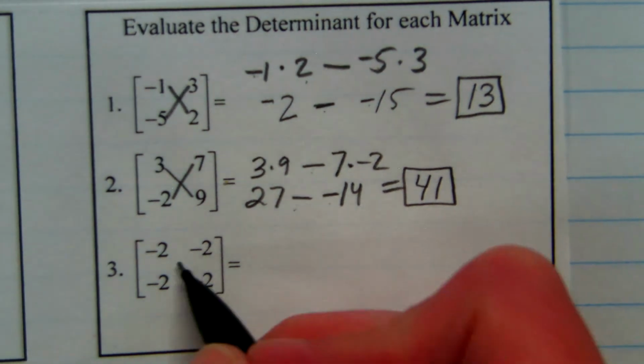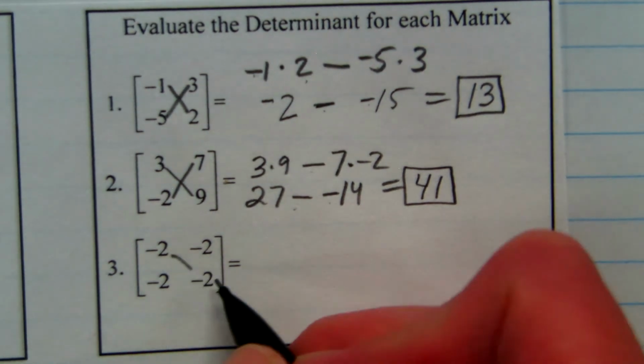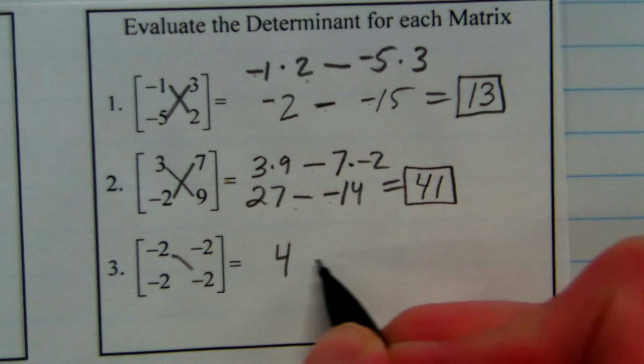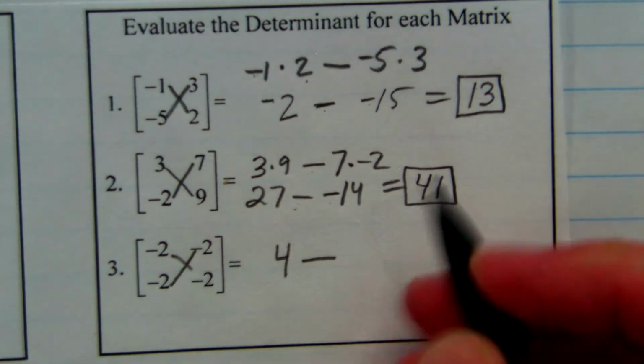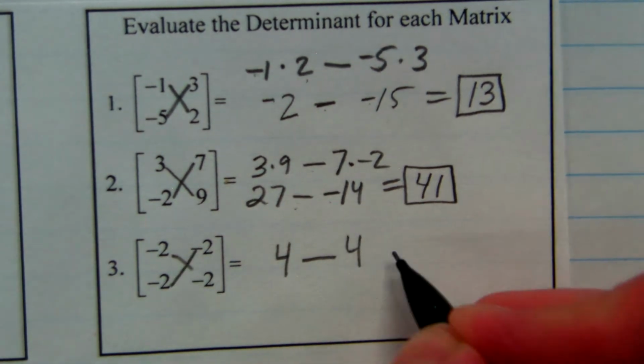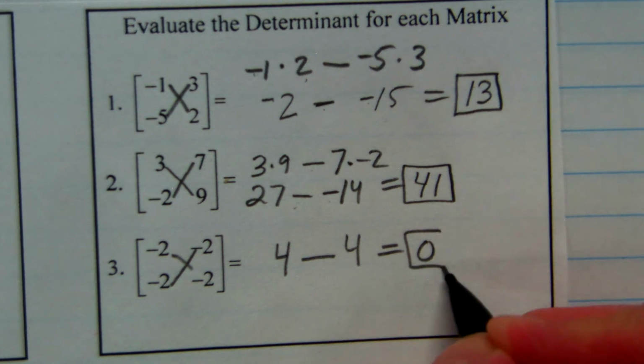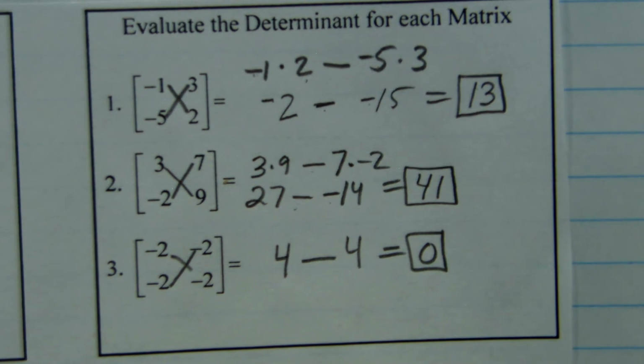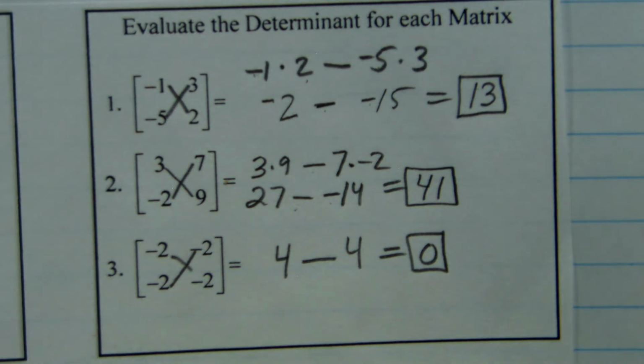And then this last one is special. All the numbers are the same. So if we thought about it, negative 2 times negative 2 would just be 4. And then we're going to take negative 2 times negative 2, which is 4. And on that one, we get 0. So we've seen some where we get negatives, some where we get positives. Sometimes we get 0. And that's how you do the determinant for a 2x2 matrix. So 2x2s are pretty straightforward. We can only do a determinant for square matrices, and we will only do 2x2s and 3x3s by hand.